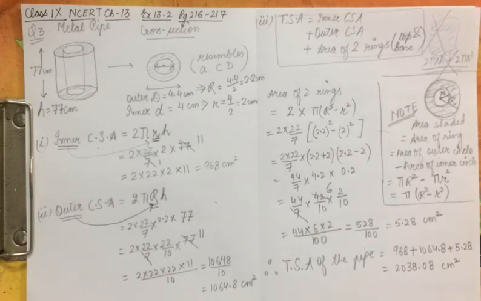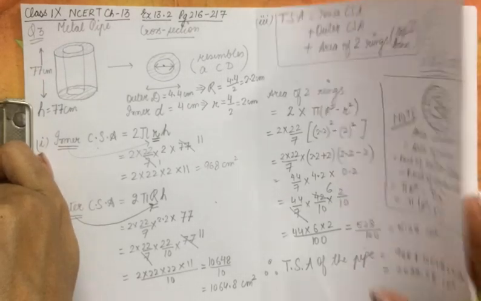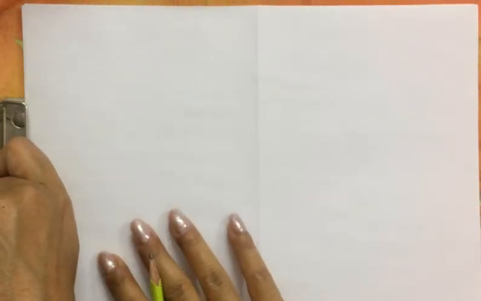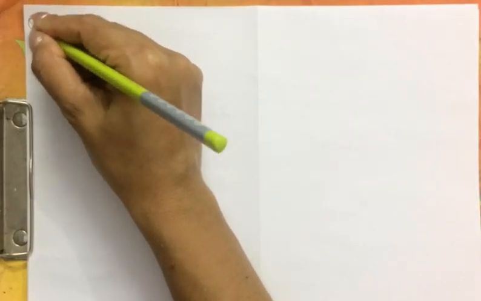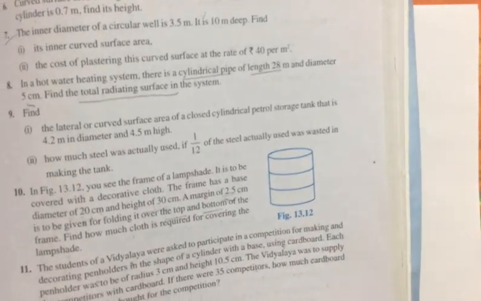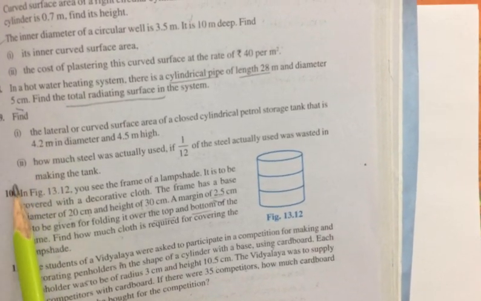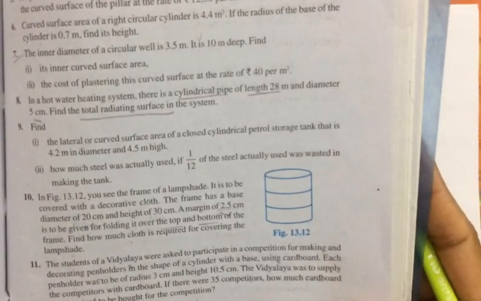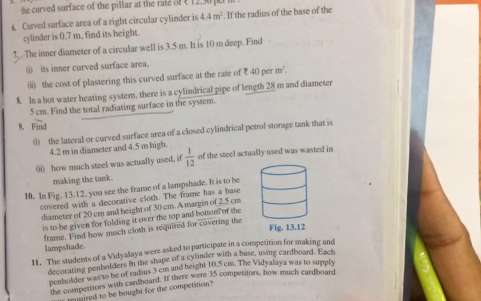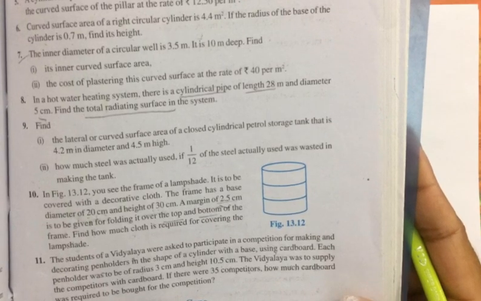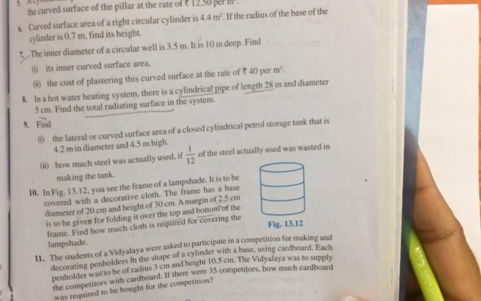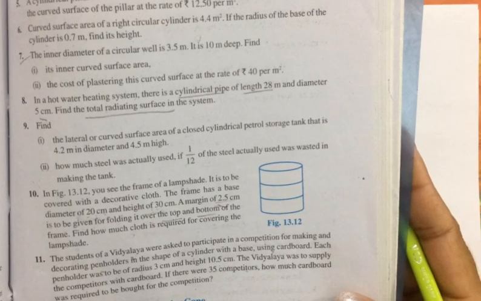The next question that we are going to do is question number 9. Let's take a look at the statement. The question consists of two parts. The first part is: find the lateral or the curved surface area of a closed cylindrical petrol storage tank that is 4.2 meters in diameter and 4.5 meters high.